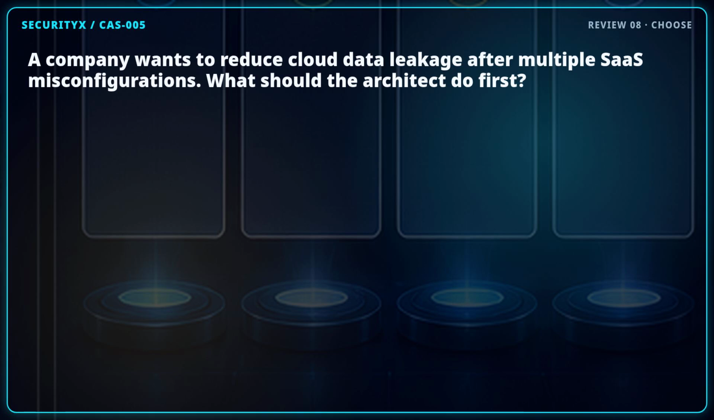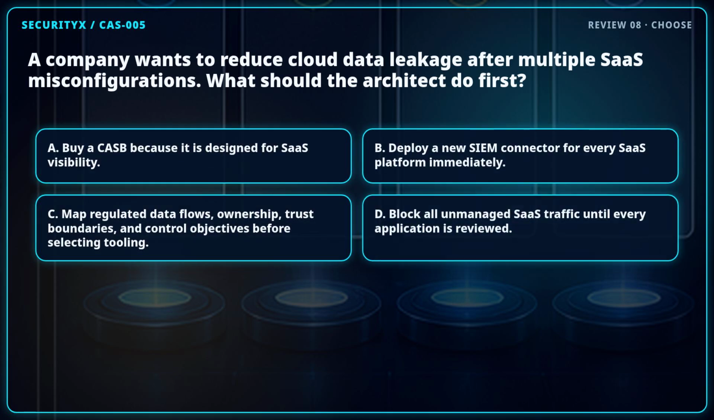Knowledge check. A company wants to reduce cloud data leakage after multiple SaaS misconfigurations. Which first step best reflects senior SecurityX thinking? First option, buy a CASB because it is designed for SaaS visibility. Second option, deploy a new SIEM connector for every SaaS platform immediately. Third option, map regulated data flows, ownership, trust boundaries, and control objectives before selecting tooling. Fourth option, block all unmanaged SaaS traffic until every application is reviewed.